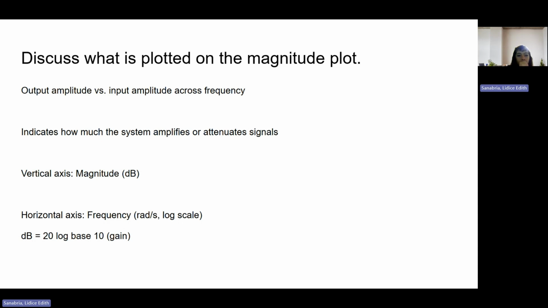Logarithmic logarithmic logar logarithmic logarithmic attenuates. Okay.